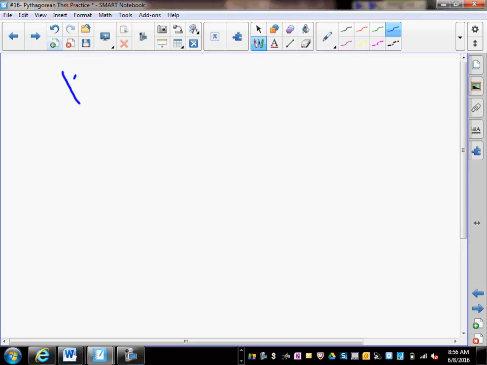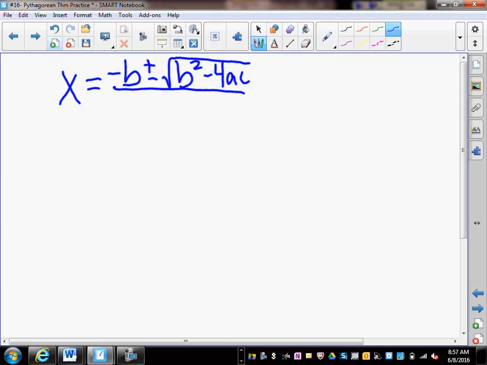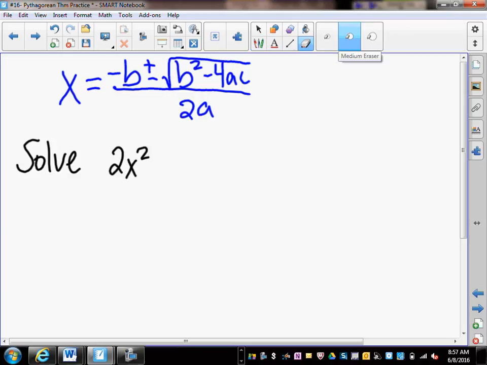I'm going to rewrite the quadratic formula. Opposite b plus or minus square root of b squared minus 4ac all over 2a. Okay. All right, solve this one. x squared minus 9 equals 6x.